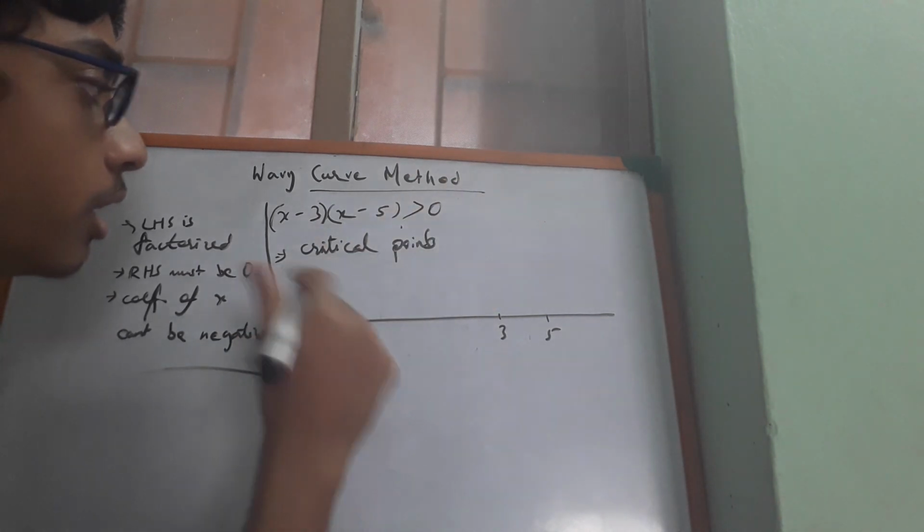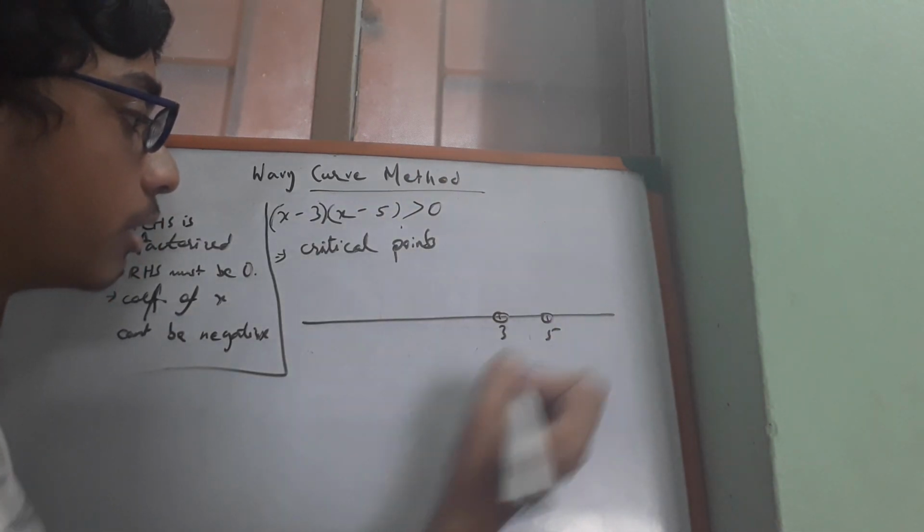Okay, so should I include 3 in my answer? No, because it should be greater than 0. It cannot be equal to 0. Similarly, that's why I also can't include 5.